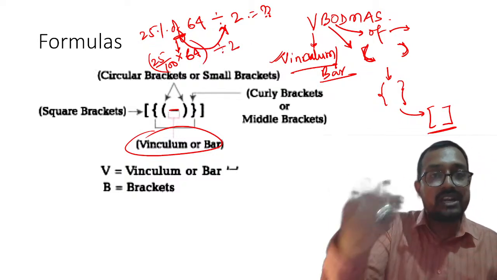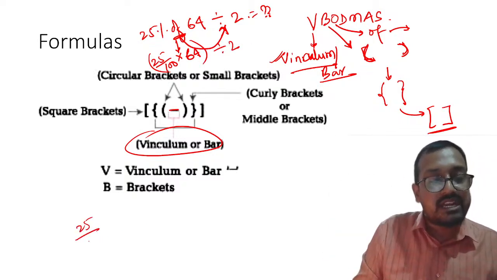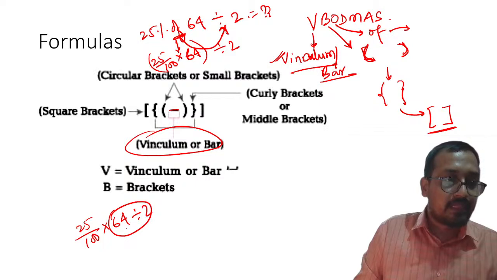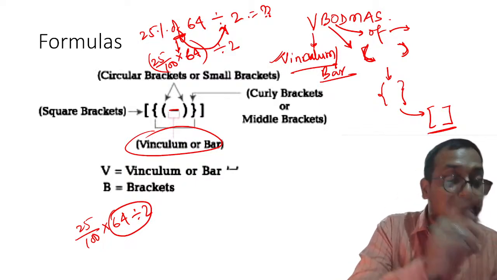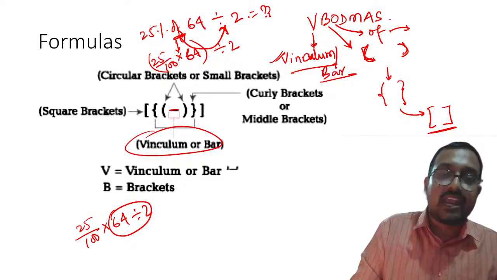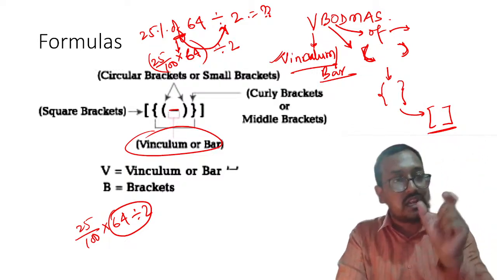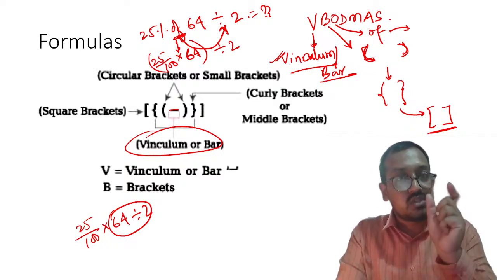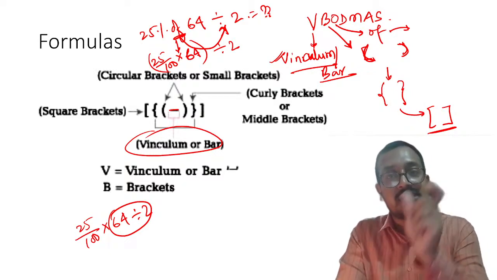Understood? If I would have written it otherwise, for example, if I would have written it like 25 by 100 into 64 divided by 2, in that case you will do this thing first. Right now results may be same, but if you add, subtract and do all those mathematical jugglery, you will suddenly realize the answer might be different in different cases. So that is why please remember, never ever do this mistake.